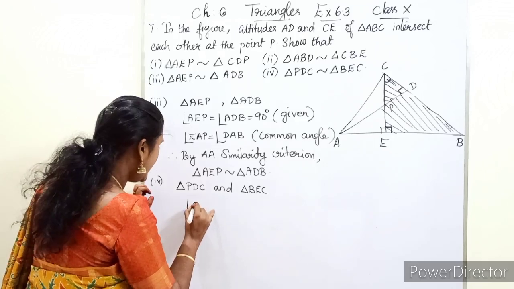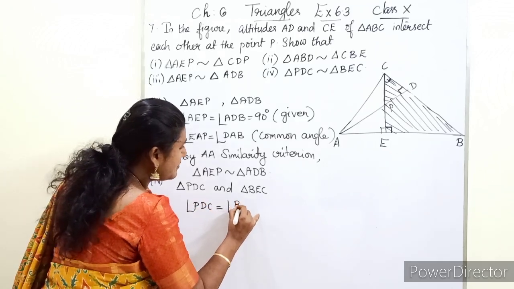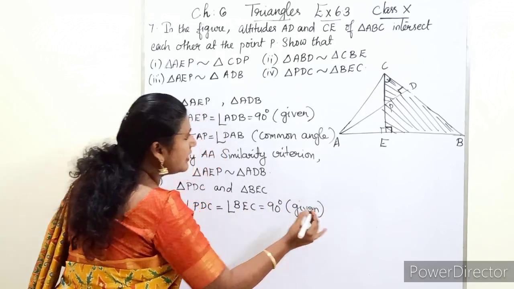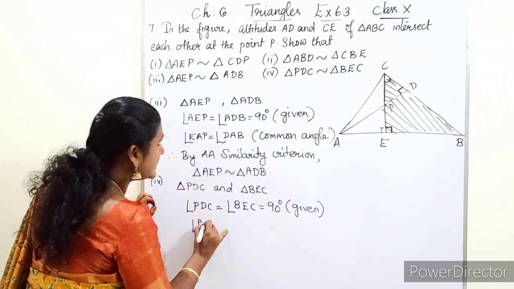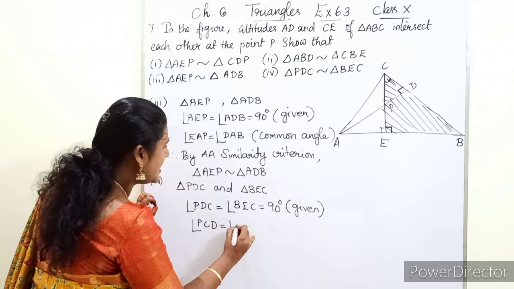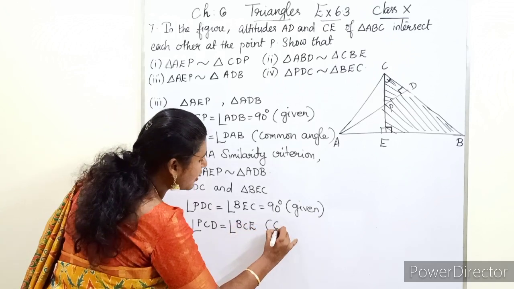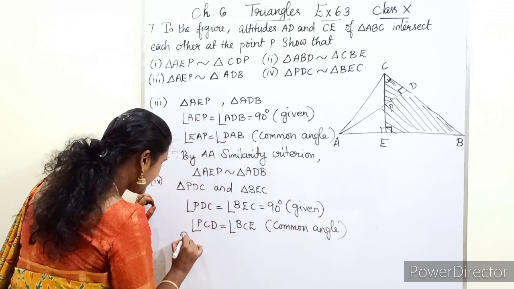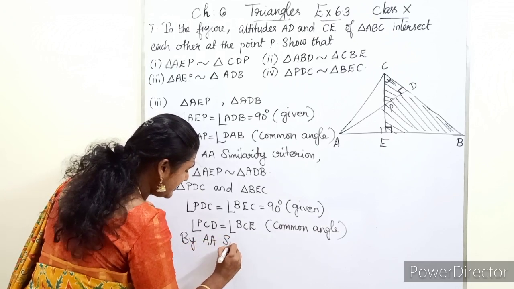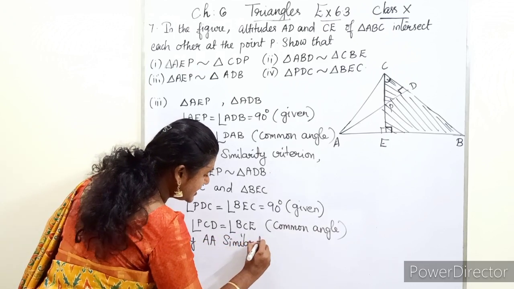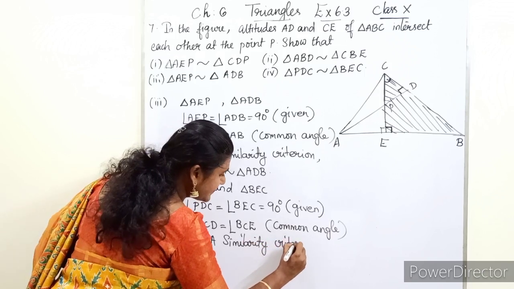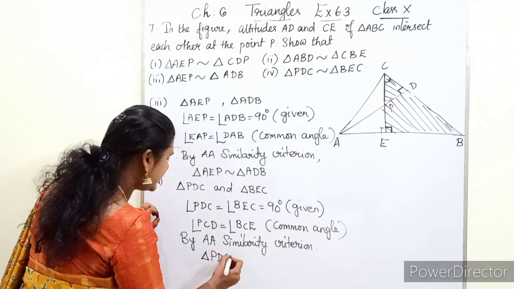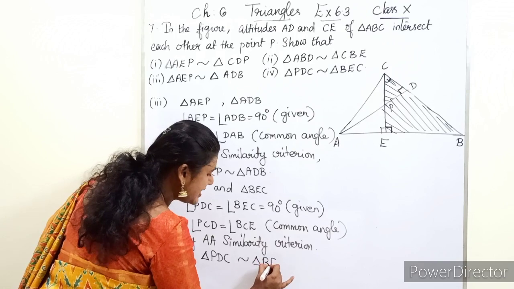So angle PDC is equal to angle BEC, 90 degree, which is given in the question. Then we have angle PCD is equal to angle BCE, which is the common angle for both the triangle. Common angle. Therefore, by AA similarity criterion, we can say that these two triangles are similar. Triangle PDC is similar to triangle BEC.